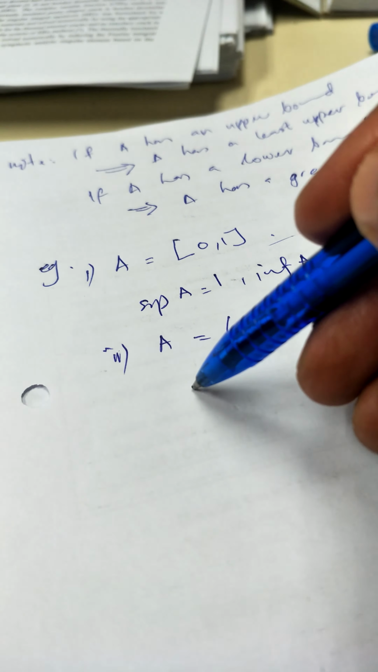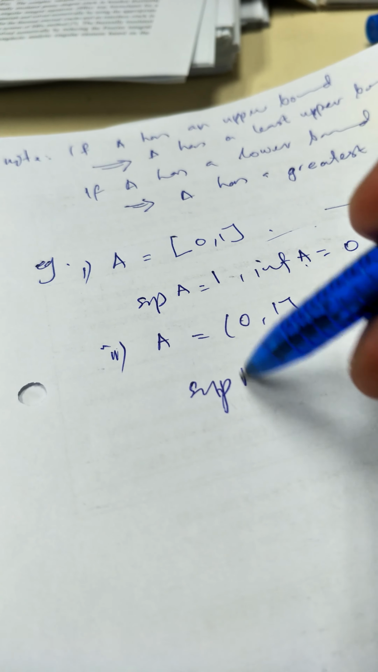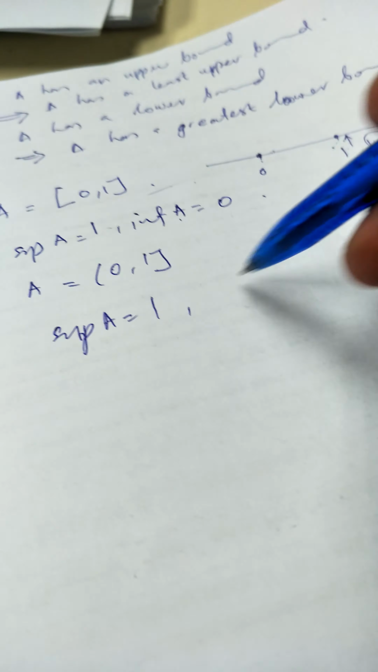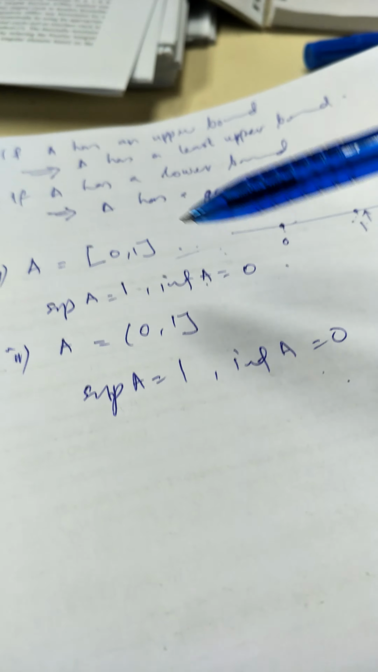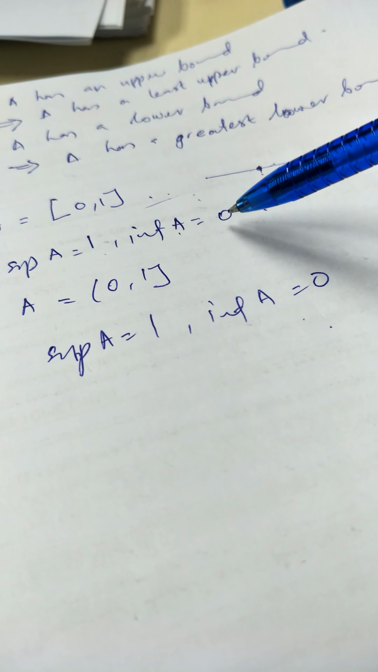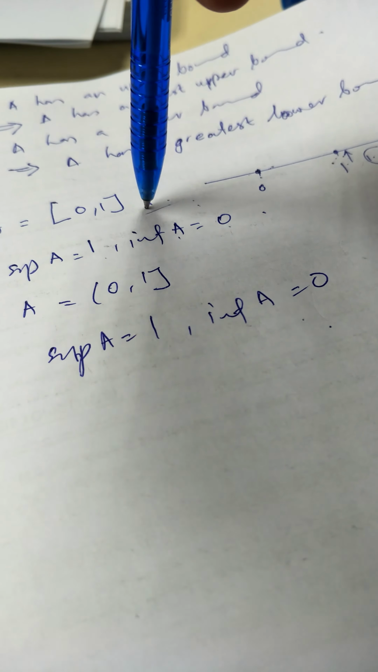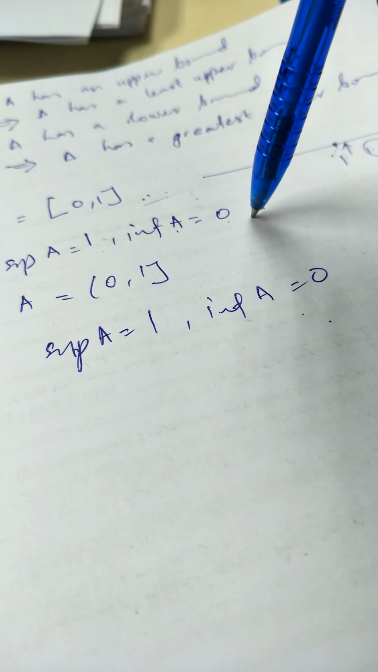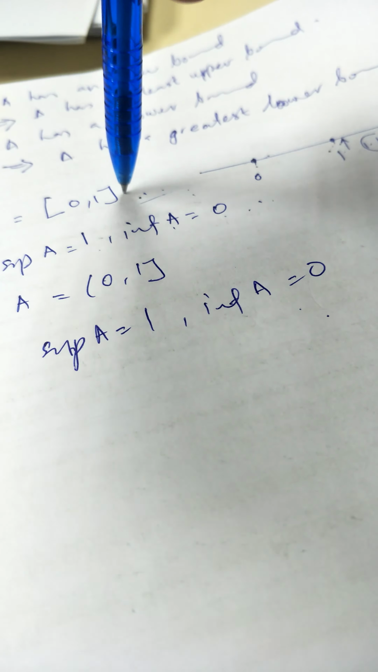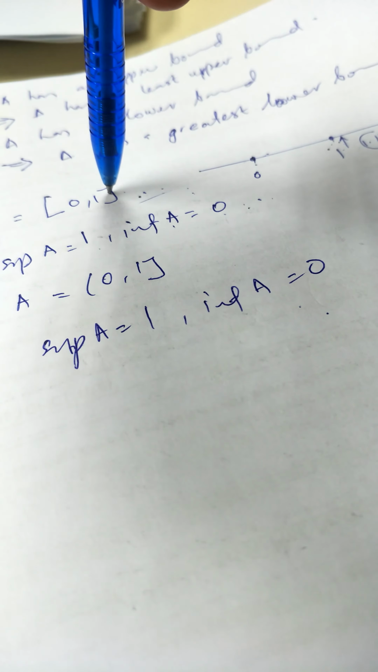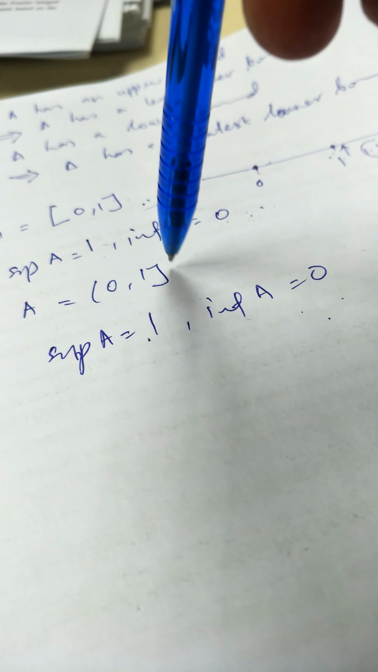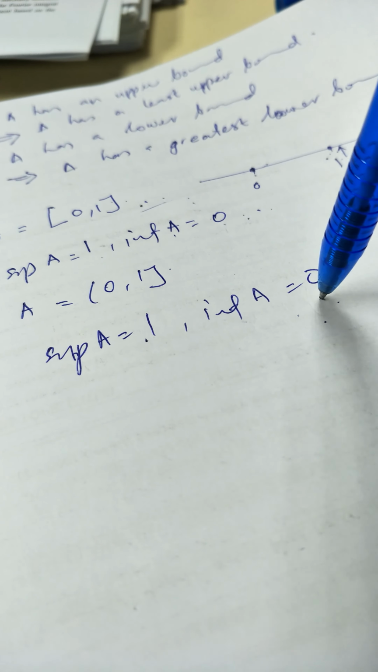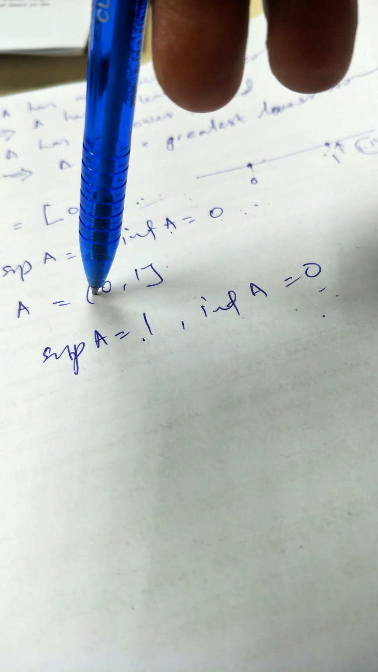Okay. So in this case, the supremum of A is still 1 and the infimum of A is 0. But what's the difference between these two? In this case, the supremum of A and the infimum of A are both contained in A, because you can see 0 and 1 are in A. But in the earlier case, the supremum of A is in A, but the infimum of A is not in A.